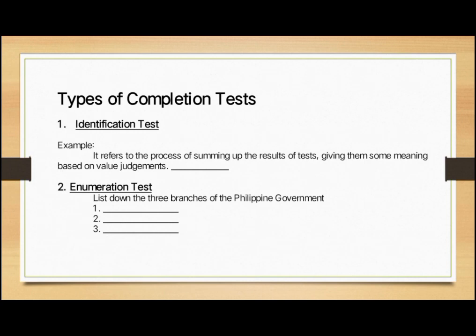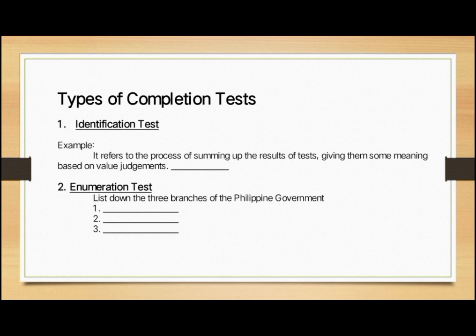First is the identification test. After reading the questions or the statement, you must identify or provide the answers and write it in the blank. For example, it refers to the process of summing up the results of tests, giving them some meaning based on the value of judgment. So what would be the answer? The answer is evaluation. After identifying the answer, you must write it at the end of the sentence and in the blank that is provided.